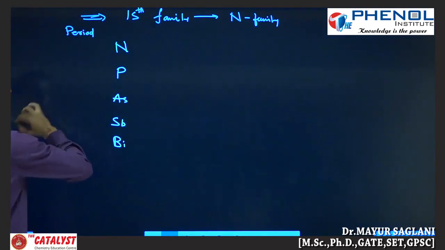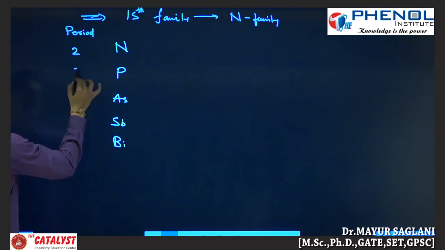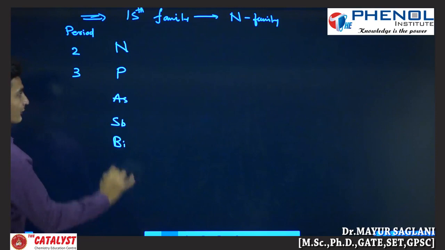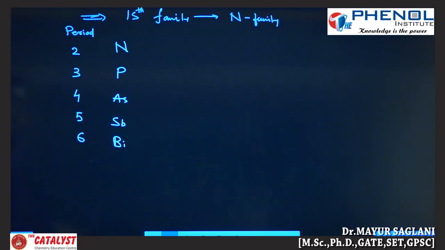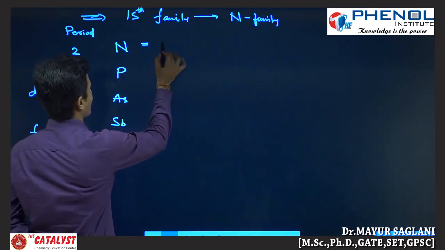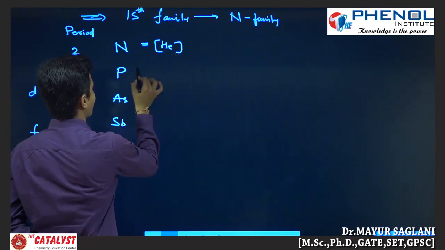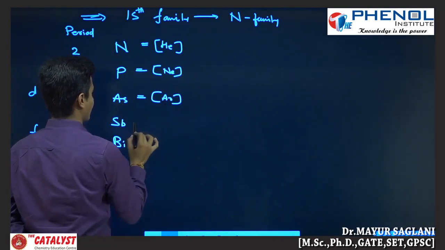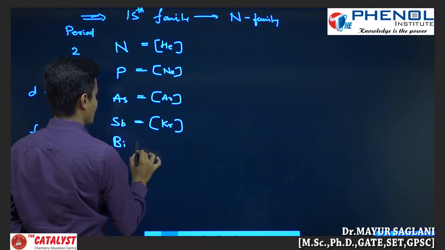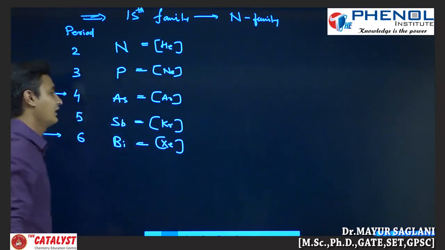Nitrogen is in the second period, phosphorus is in the third period, arsenic is in the fourth period, antimony is in the fifth period, and bismuth is in the sixth period. We know that from the sixth period f orbitals start filling, and from the fourth period d orbitals are present. Before writing the electronic configuration, we write the noble gas filled before the element: helium, here neon, here argon, here krypton, and here xenon. These are the noble gases filled before the elements.